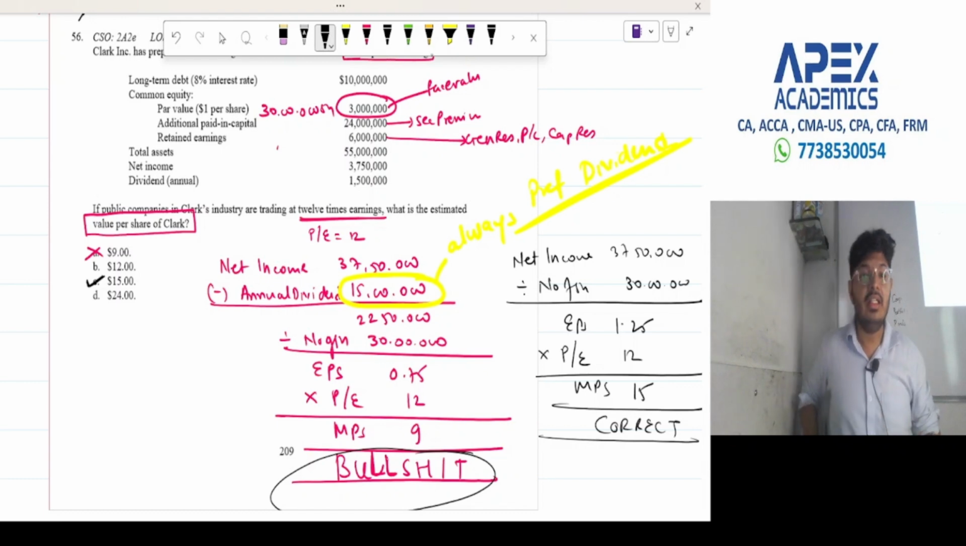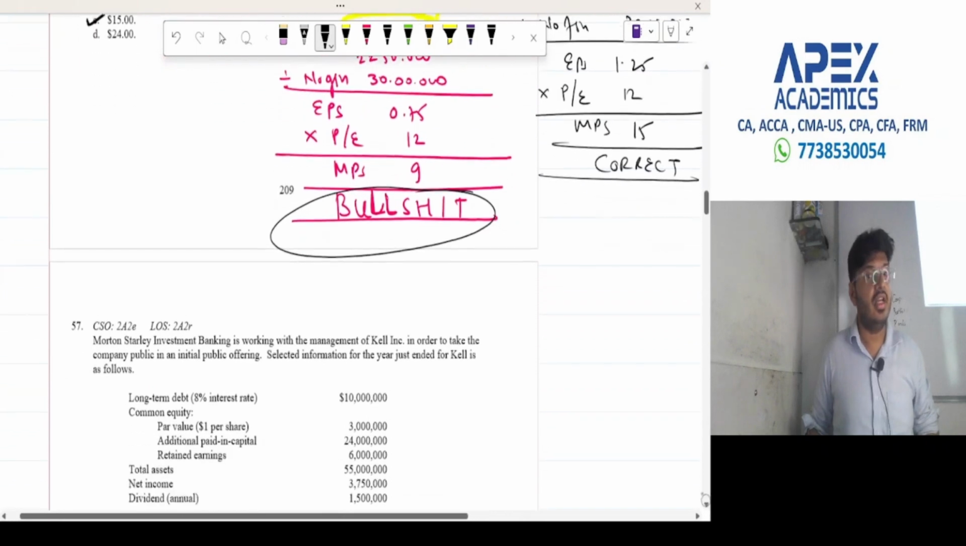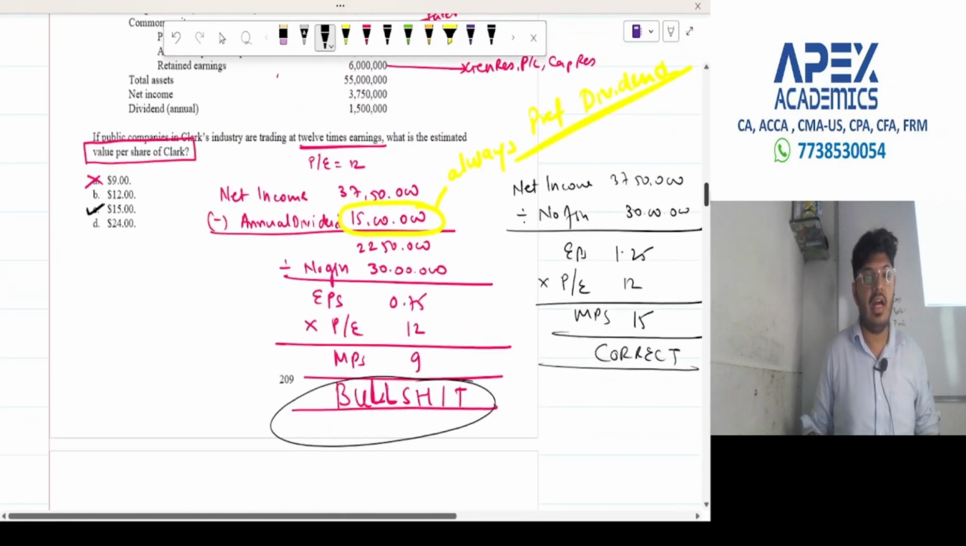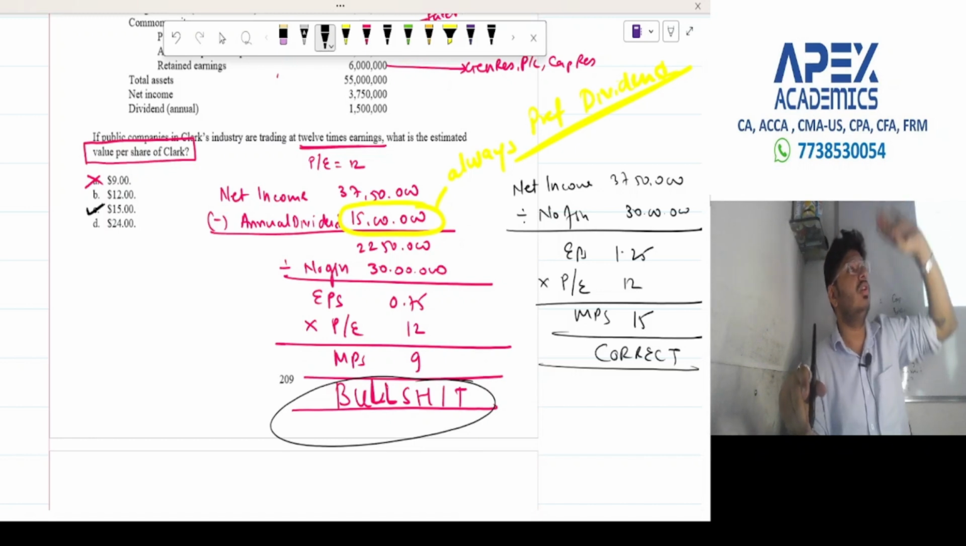Am I making sense here? This was question number 56. Please do not make such mistakes in the exams. Why have I done this? I have highlighted the mistake. And I have kept the right answer in front of you. This is essential for you when you are going to be studying for your USCM.